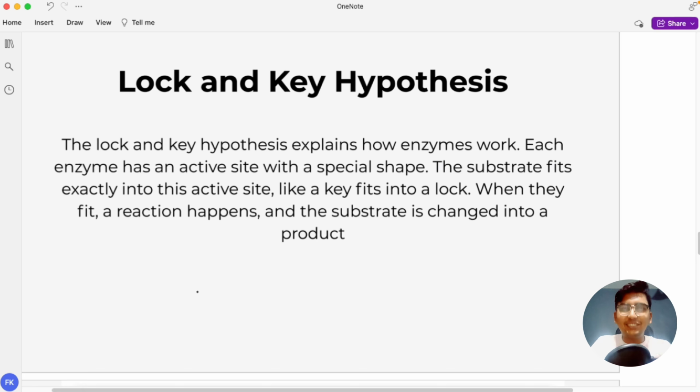Let's start with the lock and key hypothesis. The lock and key hypothesis explains how enzymes work. Each enzyme has an active site, right? Suppose this is an enzyme. Now this is a very bad drawing. Sorry, your sir is very bad at drawing, but stay with me.